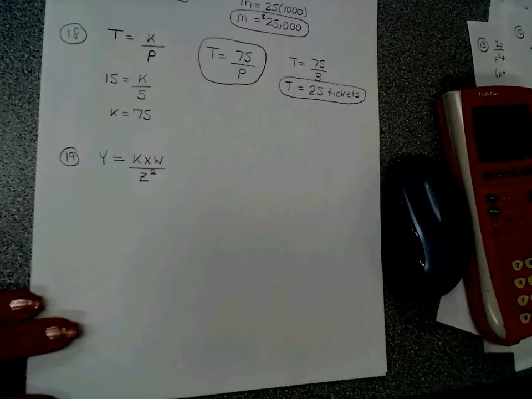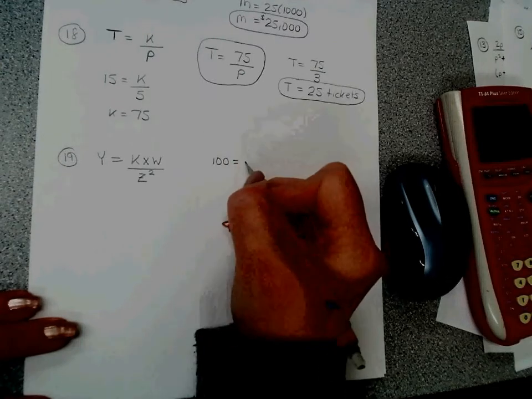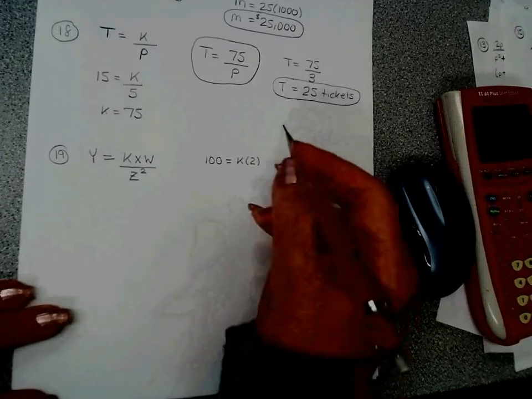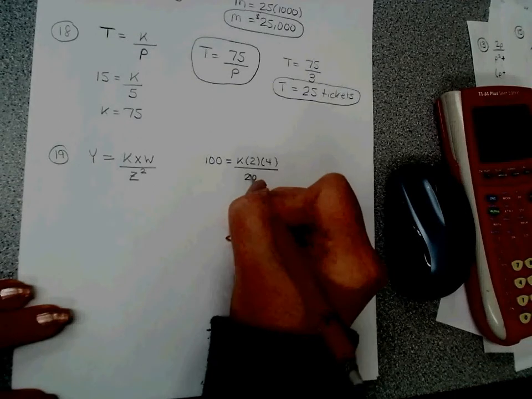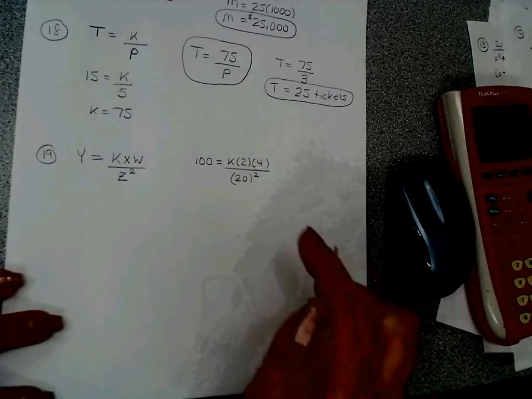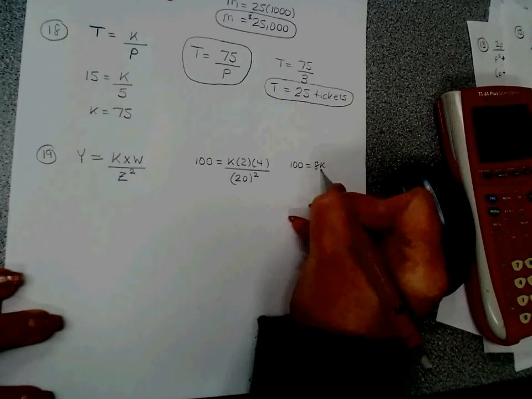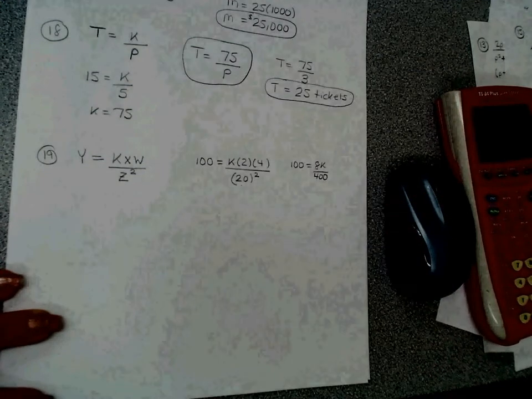Find the equation of variation when y equals 100, excuse me, x equals 2, w equals 4, and z equals 20. So I plug it in, and I'm trying to solve for k. So 2 times 4 is 8. 20 squared is 400. I multiply both sides by 400.